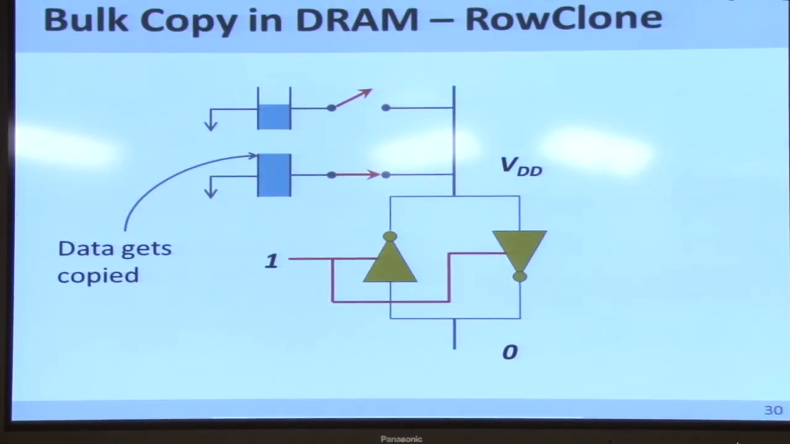Yep. So the data has to be aligned, right? It's going to copy the first bit of the first row, the source row, to the first bit of the destination row. So even if the source and destination are within the same subarray, if they are not aligned, then again we cannot use this mechanism.